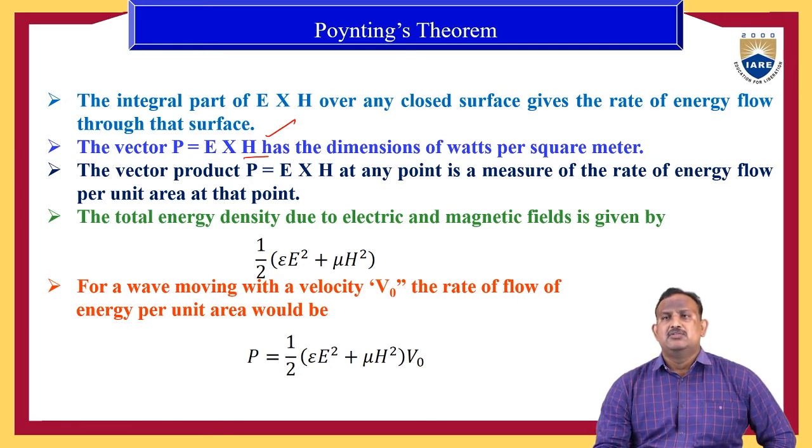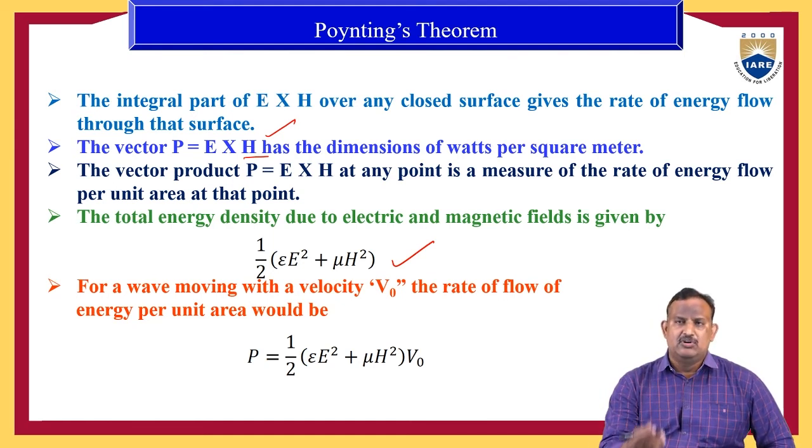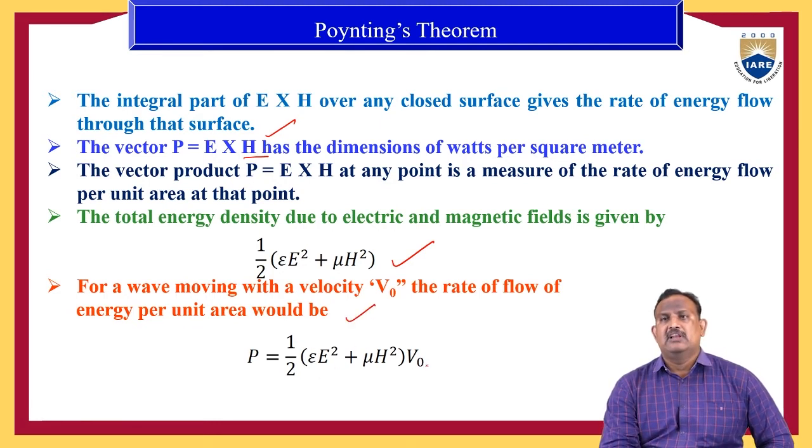Now the total energy due to both electric and magnetic fields can be expressed as half into epsilon E square plus mu H square. For a wave moving with a velocity v naught, the rate of flow of energy per unit area can be expressed as P equal to the energy into velocity. Therefore, P is equal to half into epsilon E square plus mu H square, into v naught.